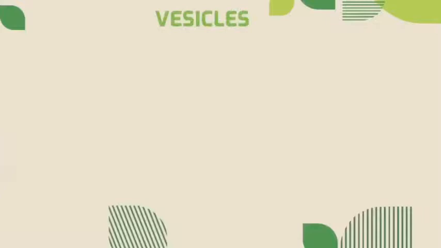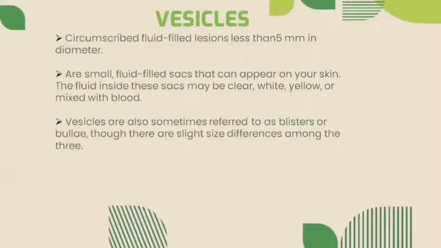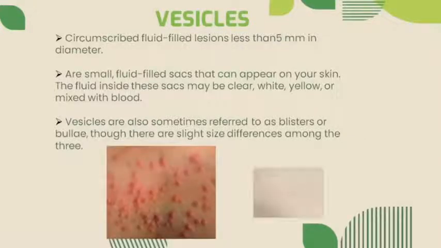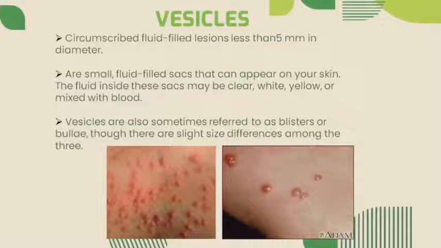To continue, vesicle. Ang vesicle ay circumscribed fluid-filled lesions less than 5 mm. Ang vesicles ay pwede siyang mag-appear sa ating balat pag may natrap under the epidermis. Ito ay mas maliit lamang at may fluid sa loob na ang kulay ay pwedeng clear, white, yellow, or mixed with blood. Vesicles are also sometimes referred to as blister or bullae. True, there are slight size differences among the three.